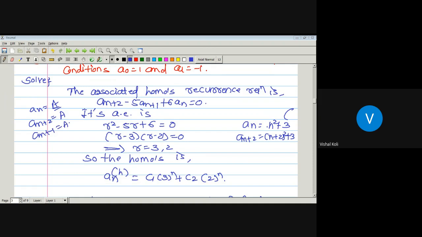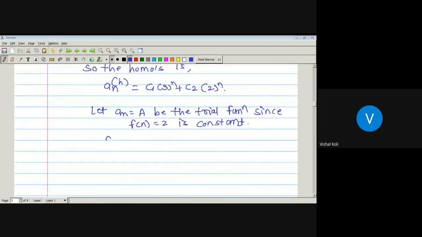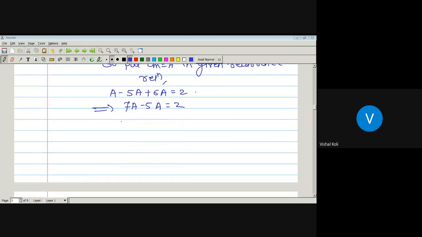So just put the values of a(n+2) and a(n+1) in our given recurrence relation. a(n+2) minus 5a(n+1) plus 6a(n) equal to 2 becomes A minus 5A plus 6A equal to 2, which implies 7A minus 5A equal to 2, and it is nothing but 2A equal to 2, which is nothing but A equal to 1.